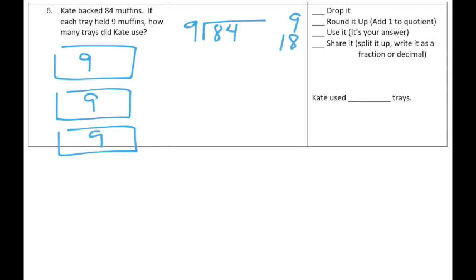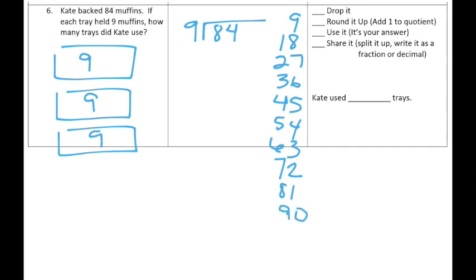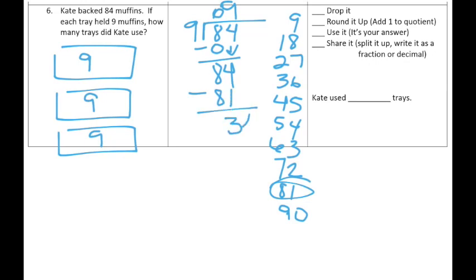9, 18, 27, 36, 45, 54, 63, 72, 81, and 90. 9 cannot go into 8. So we subtract that out and I get 8 and bring down my 4. 9 goes into 84 9 times. Ooh, make that look like a 9. And that would be 81. 84 minus 81 would be 3. So my 3 would become my remainder. So I would get 9 with a remainder of 3.